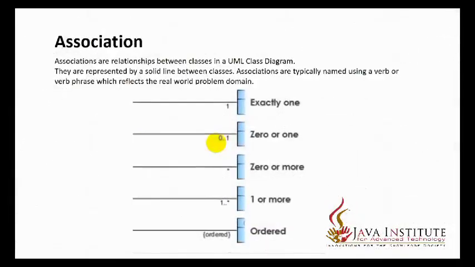So now when we talk about association step by step, associations are the relationships between classes in a UML class diagram. I said about that in the previous also. They are represented by a solid line. You can see here, this is not a dashed line, this is only a solid line between classes. Associations are typically named using a verb or a verb phrase which reflects the real world problem.